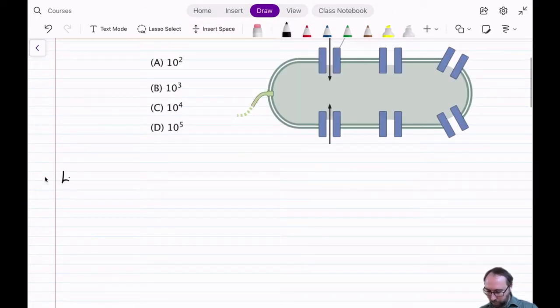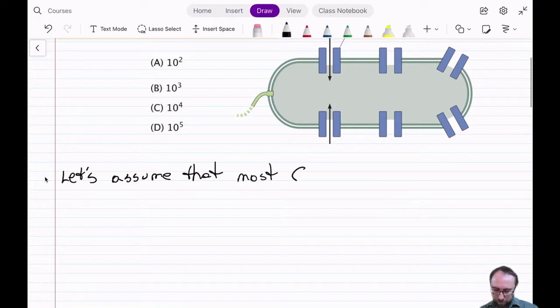Okay, so the strategy we're going to use is, let's assume that most carbon is in proteins. Basically the idea is that if I want to make a new cell, I need to bring in as much carbon as I had already inside that cell, right? So we need to figure out how much carbon, how many proteins there are in the cell. Okay, and how are we going to do this?